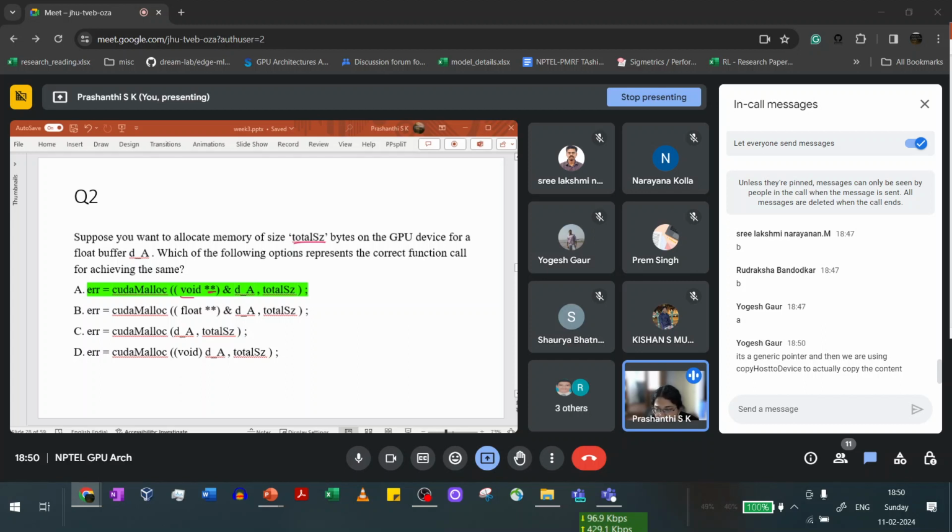It is a generic pointer and then we are using copy host to device. Actually copy the content. Okay, device does not return anything. Okay. Okay, we have a few answers.